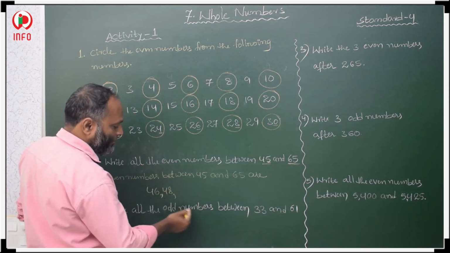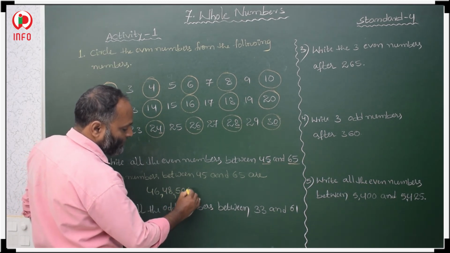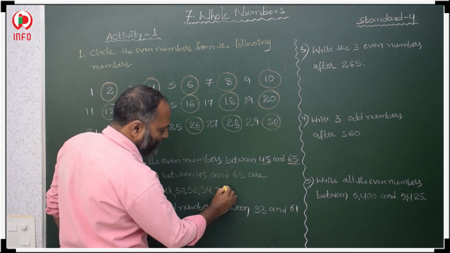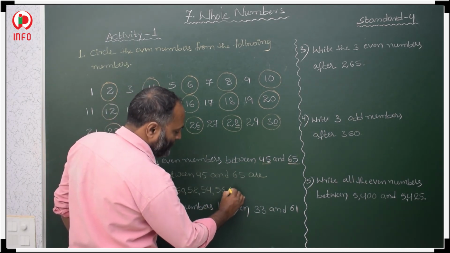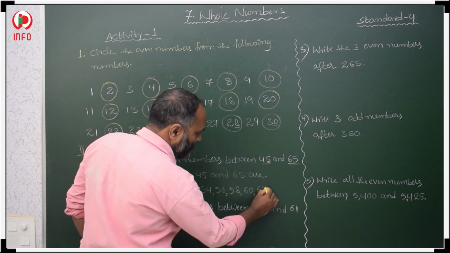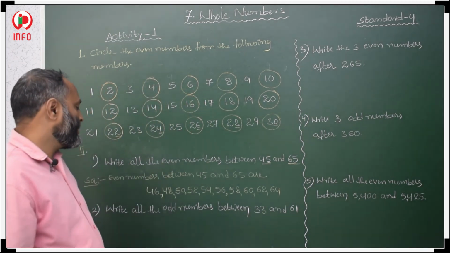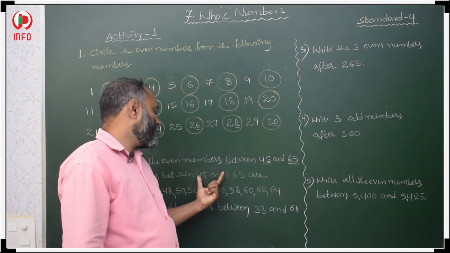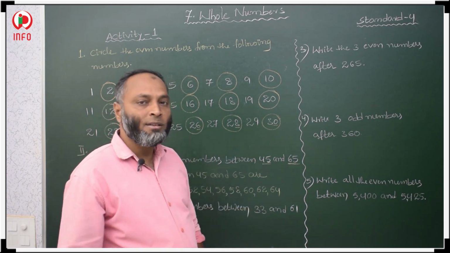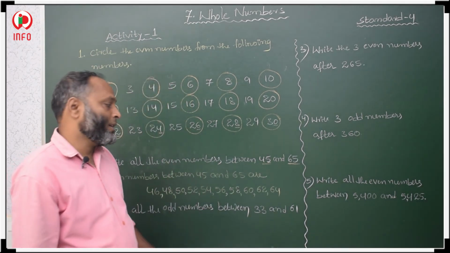After that, skip counting by 2. 49, 50, 50 is an even number. Then after that 52, 54, 56, 58, 60, 62, 64. So these are the even numbers between 45 and 65; till 64 we have to write. So, skip counting by 2s. From where? From 46.